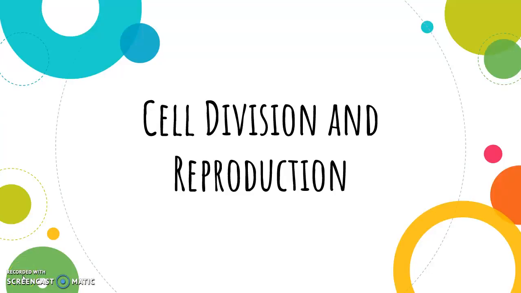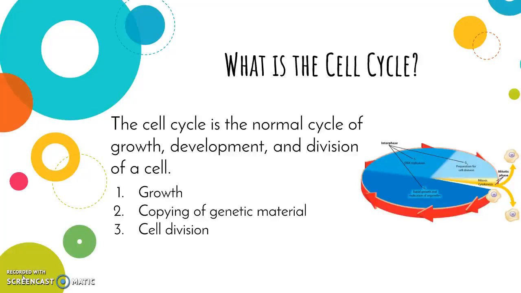The purpose of today's lesson is to talk about cell division and reproduction, the process of making new cells and the process of making new organisms. All cells spend their time in what's called the life cycle, or the cell cycle, which is the life cycle of a cell. It allows the cell to grow, develop, copy its DNA, and then eventually divide into new cells.